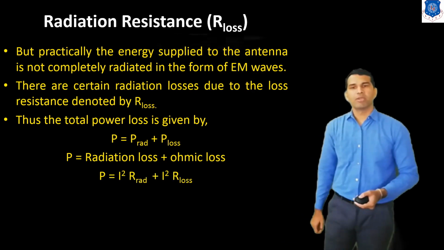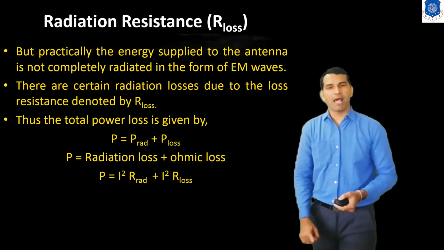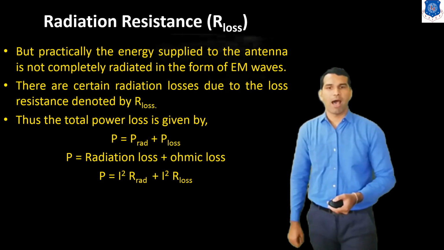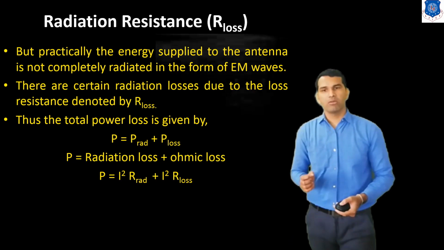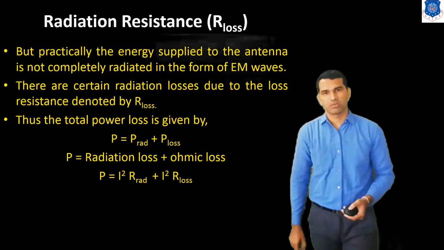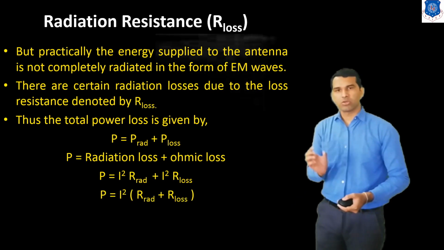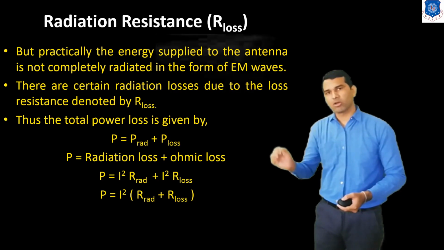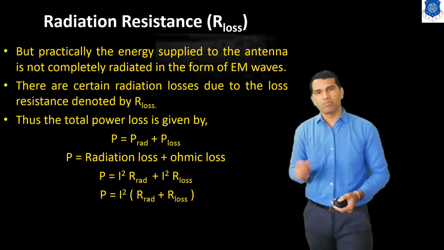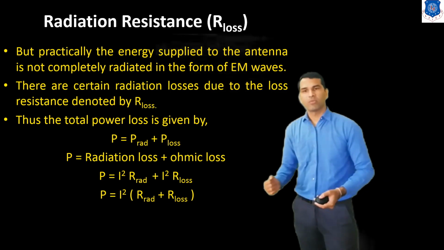The radiation power loss we can write as I square R radiate, and the ohmic loss we can write as I square R loss. So the equation is P equals I square R radiate plus I square R loss. Taking I square common, we can write P equals I square times R radiate plus R loss. So this is the equation for the power loss.